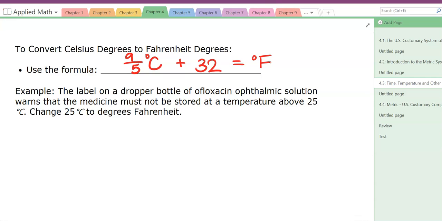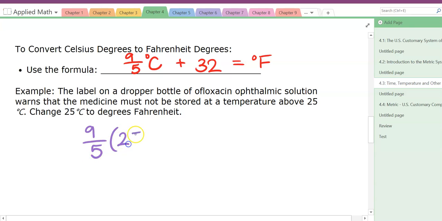So the label on a dropper bottle, I'm not even going to try to pronounce those words. Solution warns that the medicine must not be stored at a temperature above 25 degrees Celsius. We want to change it to degrees Fahrenheit. So I'm going to take 9/5 times 25 and then add 32 to it.